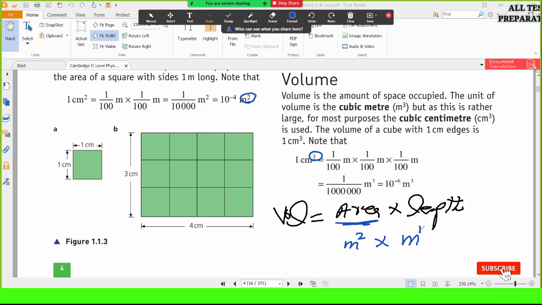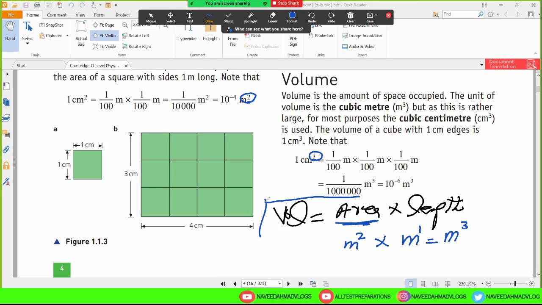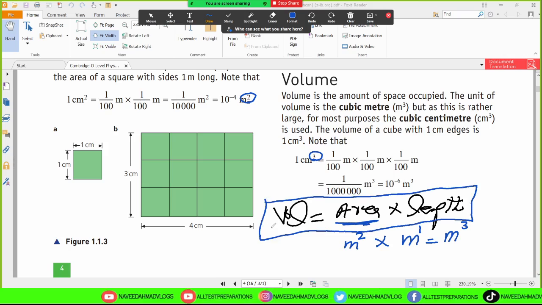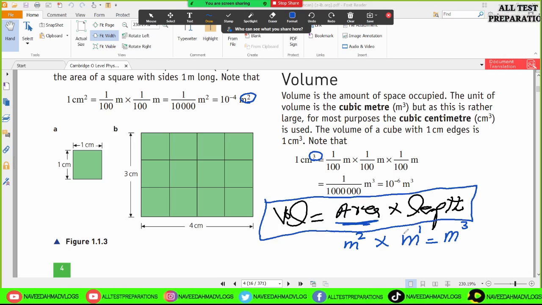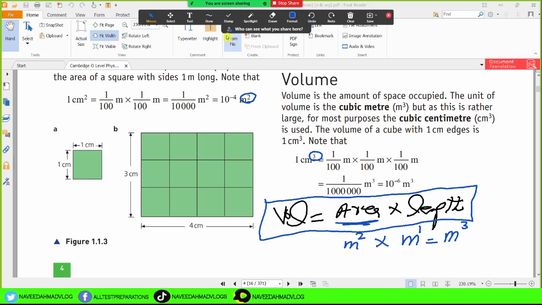So in multiplication the power should be added, so this will be m to the power of 3 हो जाएगा. Okay, so yes, this statement is always right. Your volume is equal to the multiplication of area times length. Okay.